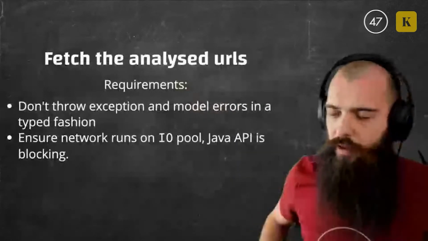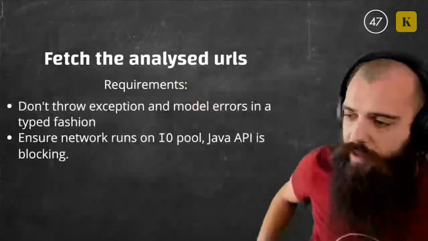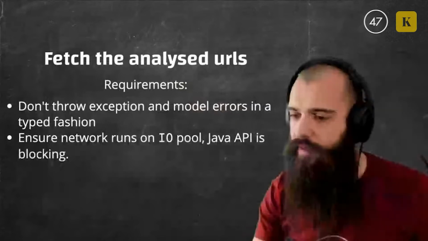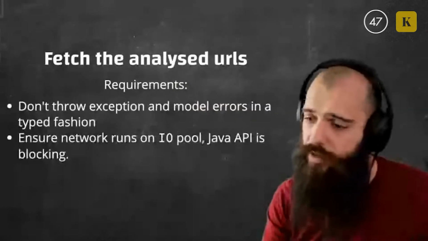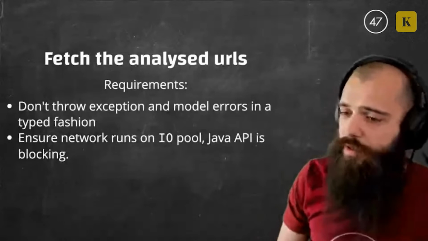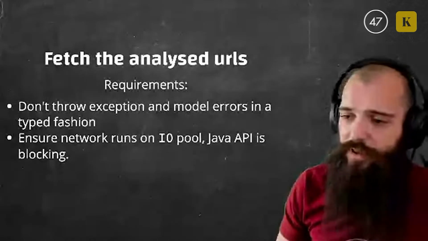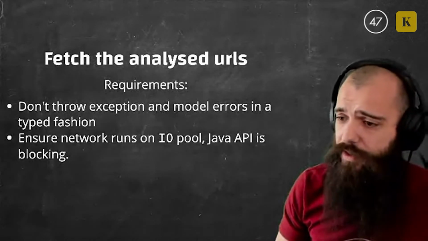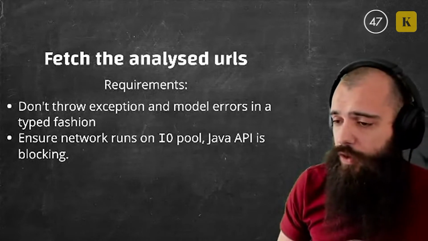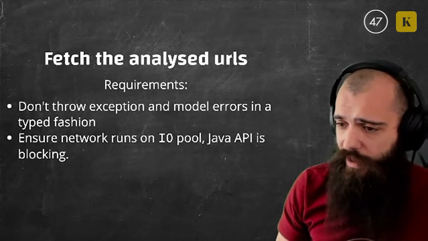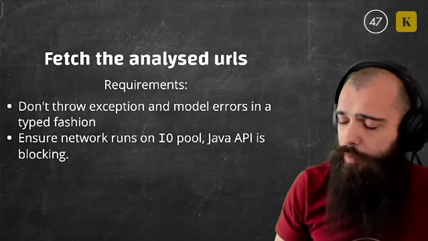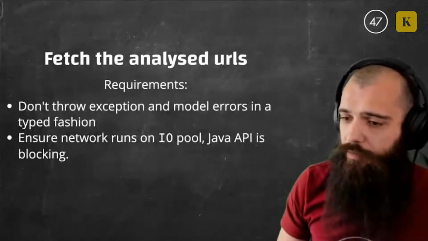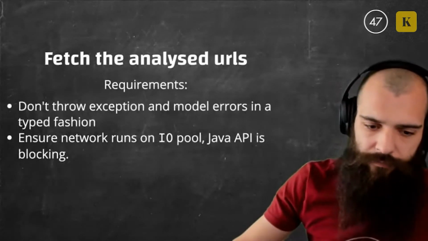So now that we have refined our URLs, we are finally able to query TextTracer. We have two additional requirements here. One is business requirements, where we don't want to show any exceptions and want to model our errors in a typed fashion. And we also need to ensure that all the requests that we send to TextTracer happen on an I/O pool, since the Java API from TextTracer is blocking.